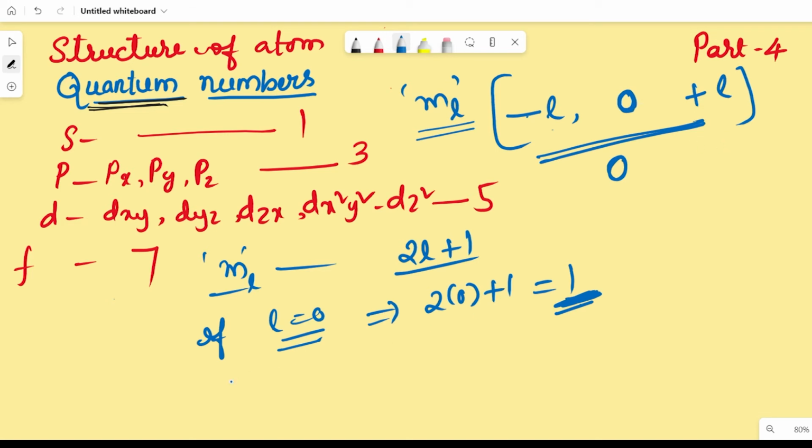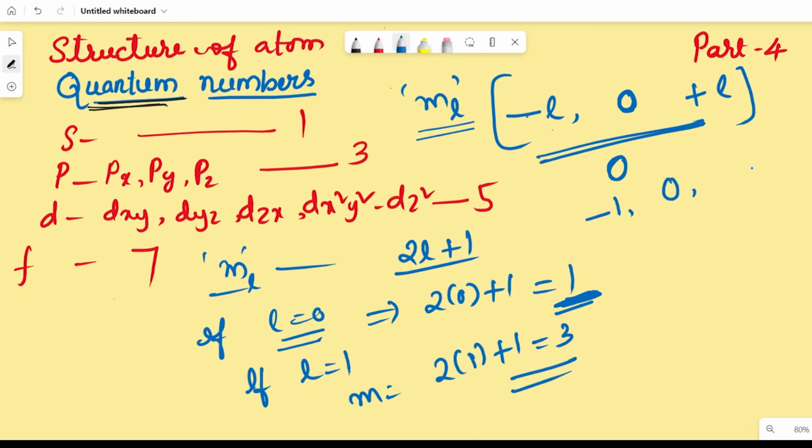Suppose l is equal to 1. Then I have 3 values, because 2 into 1 plus 1 equals 3. So what are the 3 values here? Minus 1, 0, plus 1. Is it clear?